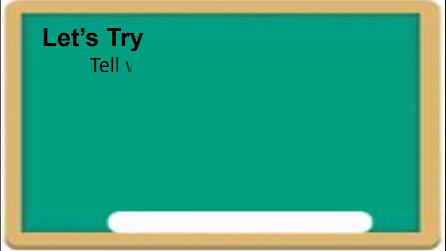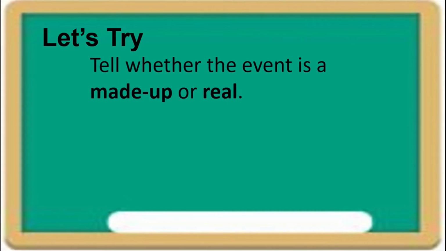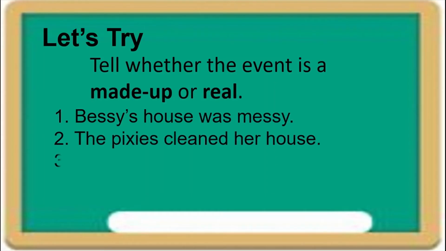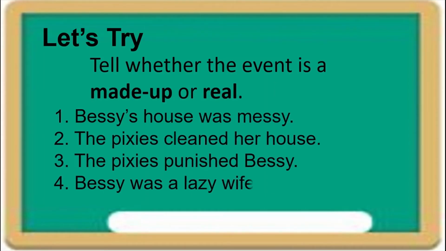Okay, let's try another exercise, kids. Tell whether the event is made up or real. Number 1. Bessie's house was messy. Number 2. The pixies cleaned her house. Number 3. The pixies punished Bessy. Number 4. Bessy was a lazy wife. And number 5. The pixies love cleanliness.